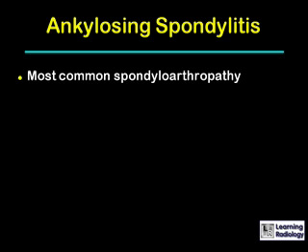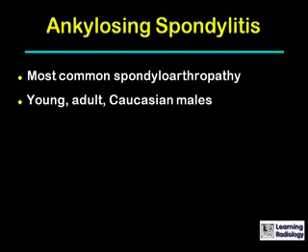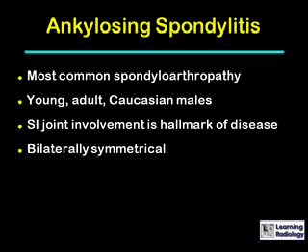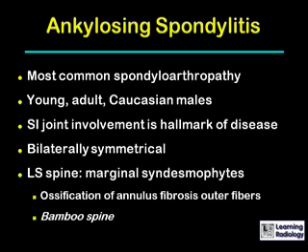Ankylosing spondylitis is the most common spondyloarthropathy. It usually occurs in young, adult, Caucasian males. The sacroiliac joints are invariably involved and are the hallmark of the disease. The fusion is usually bilaterally symmetrical. And in the lumbar spine, we see marginal syndesmophytes, ossification of the outer fibers of the annulus fibrosus, producing the so-called bamboo spine.